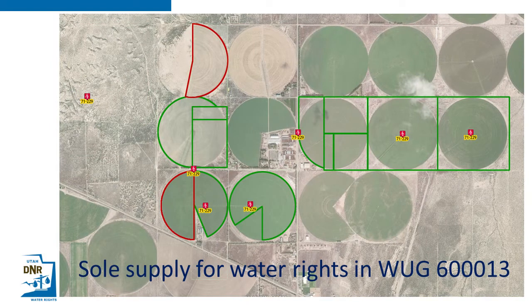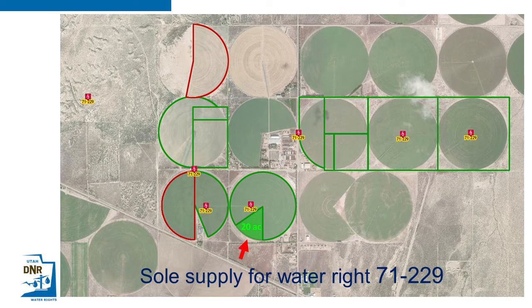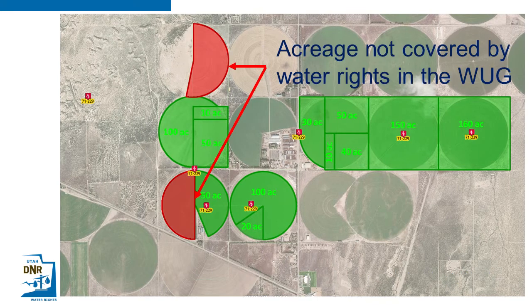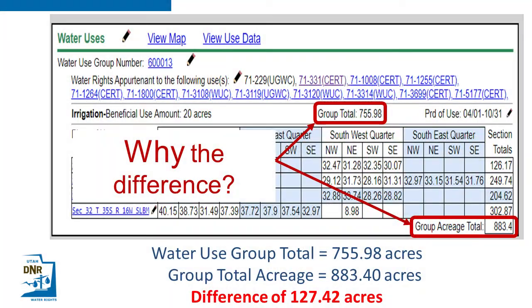If you dig deeper into the documents on the file, each of the water rights in the group supply water to specific pieces of ground within the place of use. The sole supply for 71-229 is allocated to this chunk of ground. The sole supply for the other rights are allocated to different areas. These areas highlighted in red aren't covered by any water rights in the group. Why? As we see, the sole supply is less than the group total.